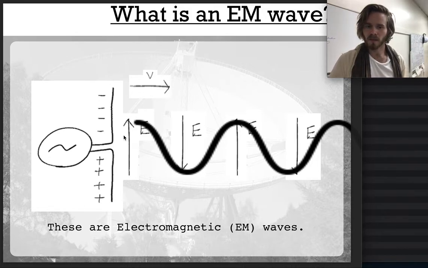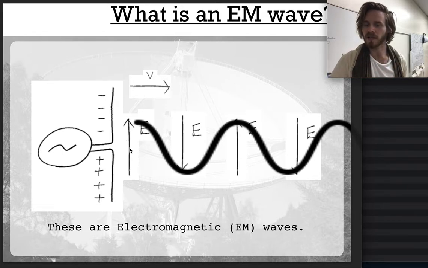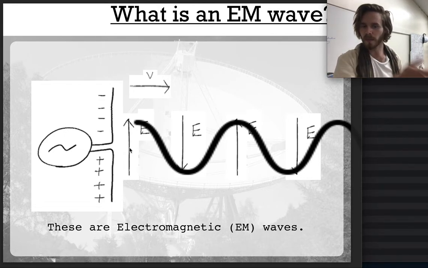So an electromagnetic wave is simply an oscillating electric field that is propagating at the speed of light away from, in this case, our dipole. So in this case, our dipole is behaving like a transmitter. So this is what a simple transmitter is. You have two wires and a voltage across them, and you oscillate that voltage so that you make an oscillating electric field, and that propagates.